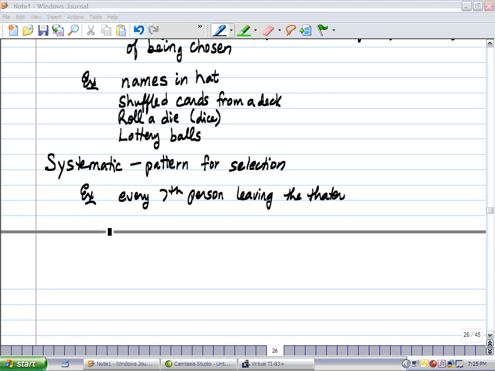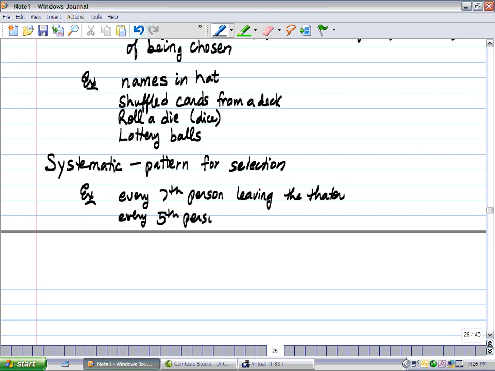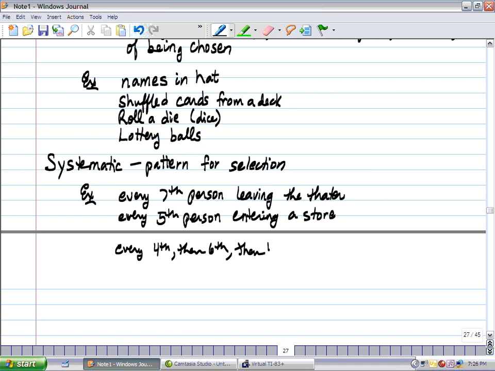I might do the same thing, every fifth person entering the store and get them to try something, give me an opinion on something, give them a coupon, see if they use it, that kind of thing. I can actually use any pattern. It doesn't have to be every seventh, every fifth. I could say every fourth, then sixth, then fourth, then sixth, so on.